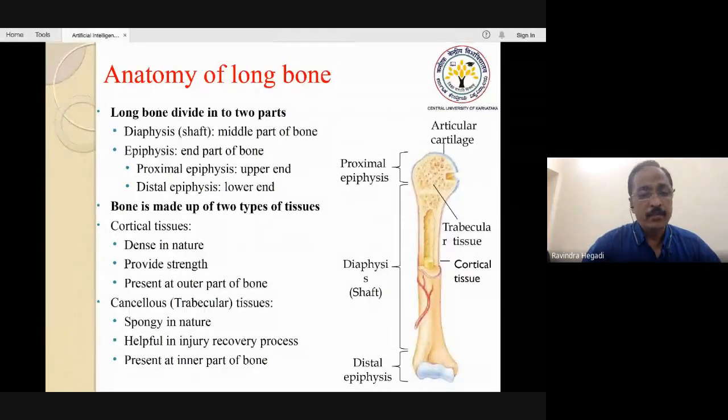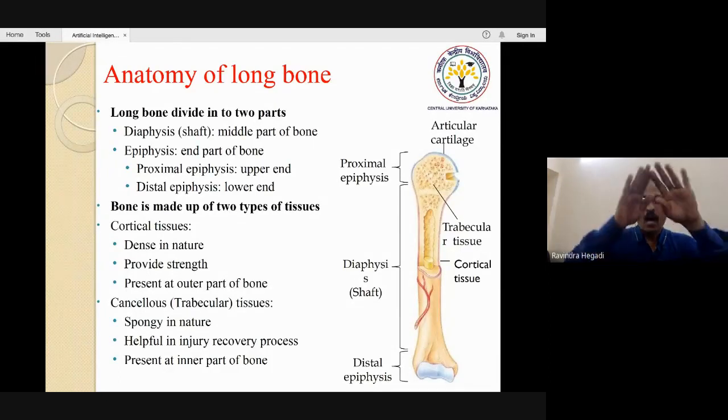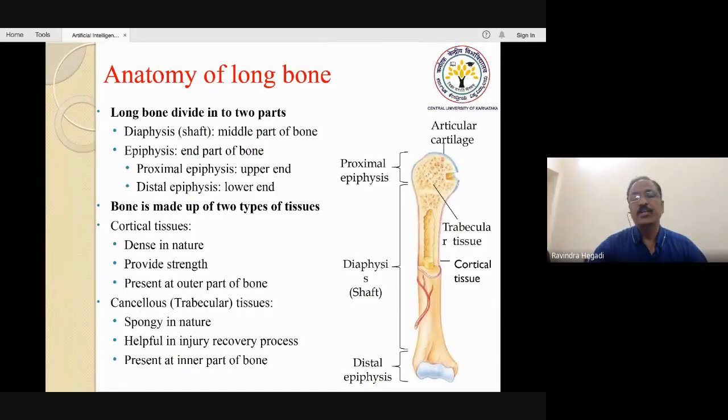Then, basically, bone is made up of two types of tissues. One is outside, called the cortical tissue. The outside is actually the hard, dense part. So this is known as cortical tissue. It is dense in nature, very hard, and provides strength to our body. So even if you bend our hand, it will not break that easily.